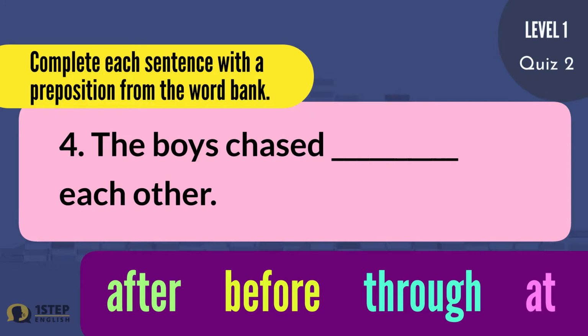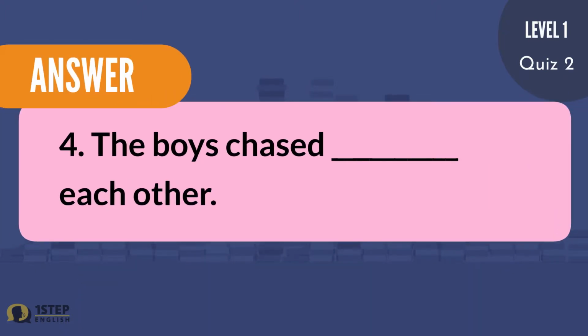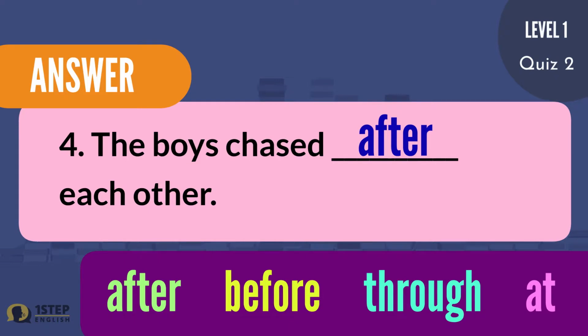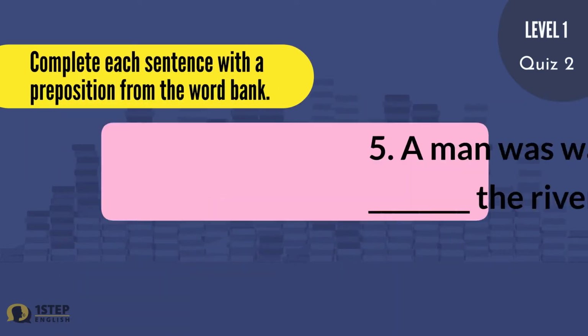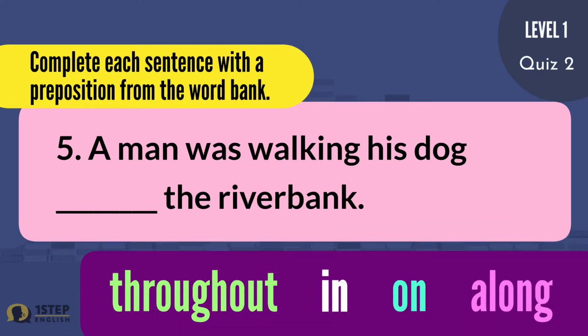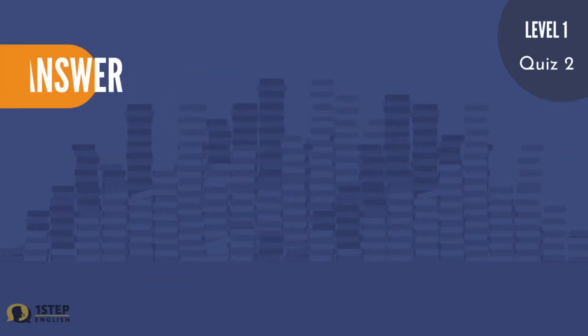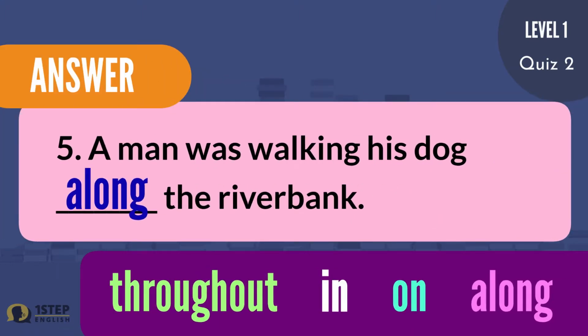Number 4. The boys chased each other. The correct answer is after. The boys chased after each other. Number 5. A man was walking his dog blank the riverbank. The correct answer is along. A man was walking his dog along the riverbank.